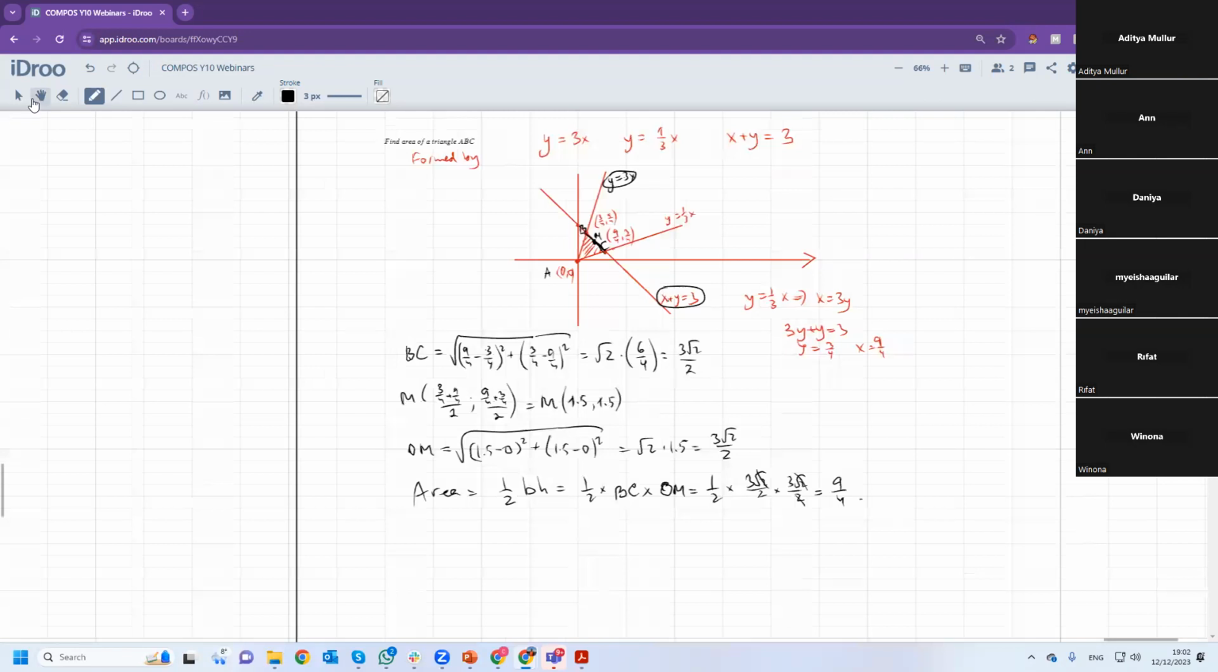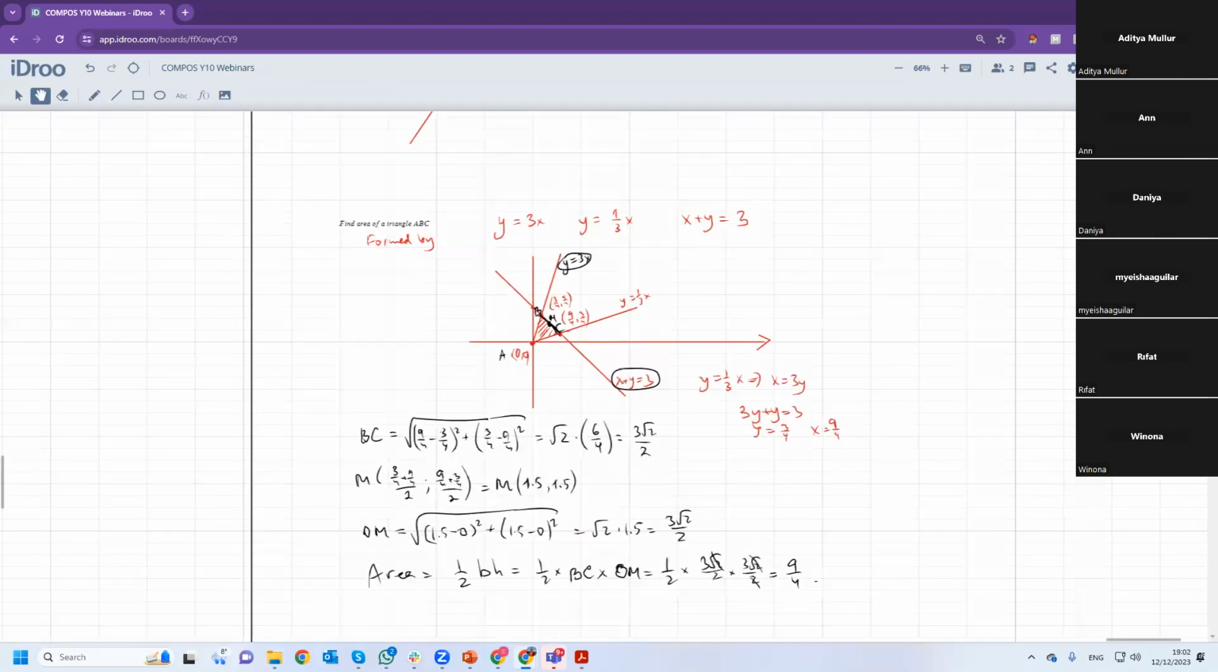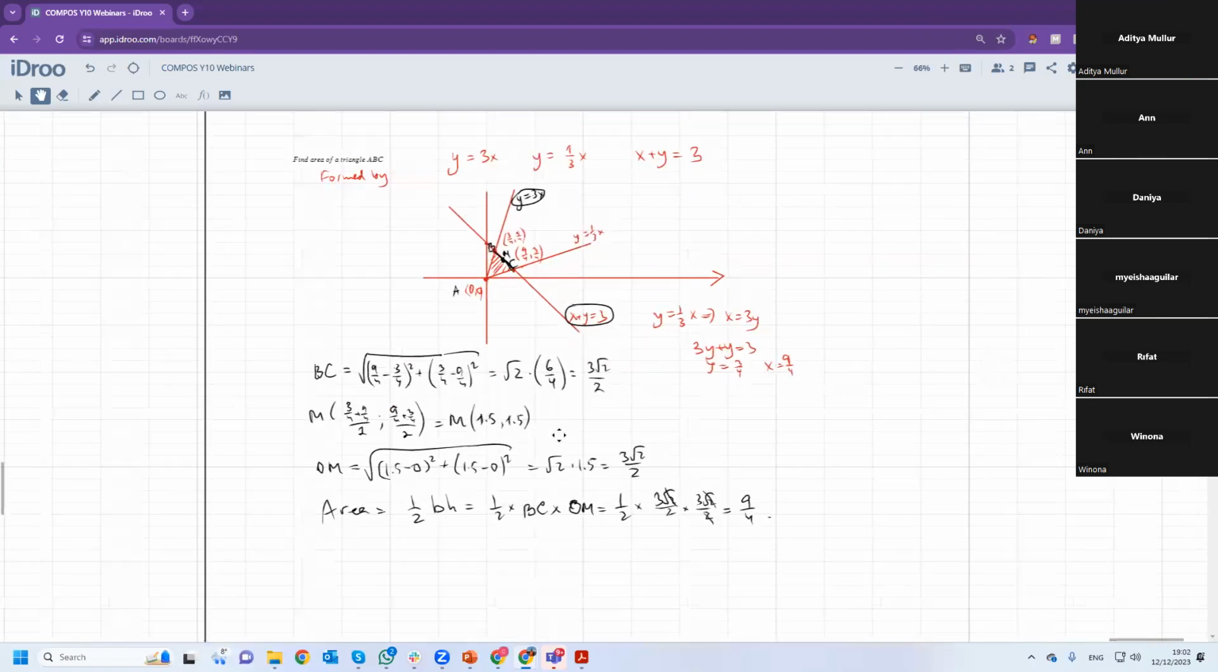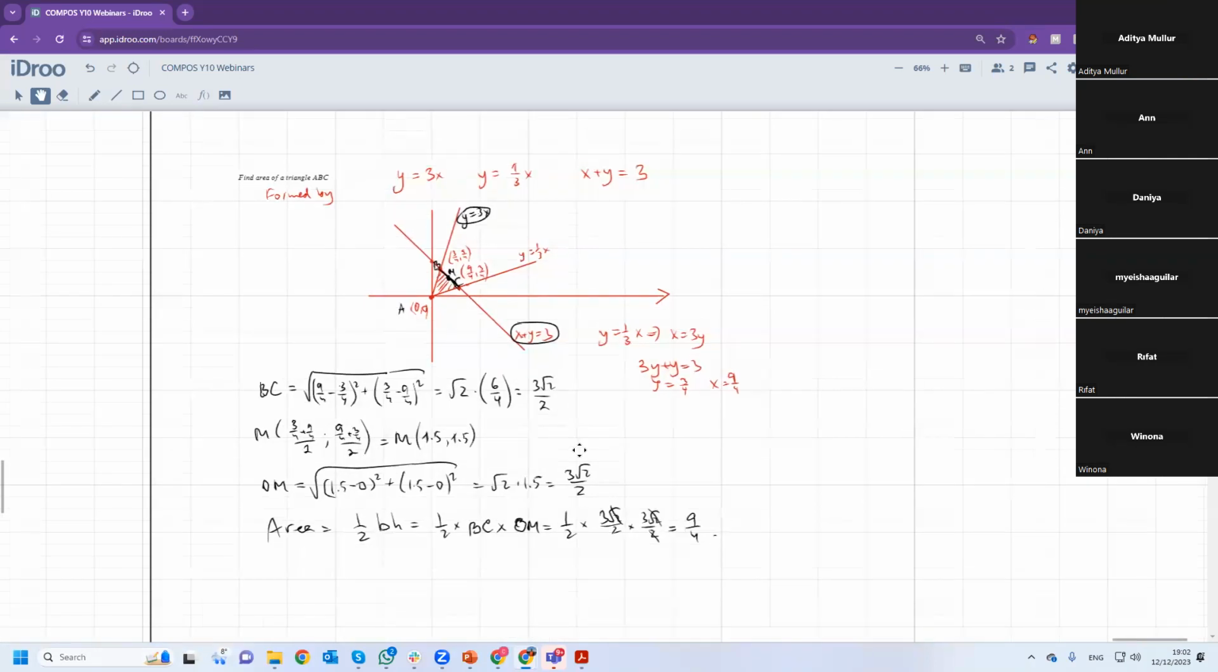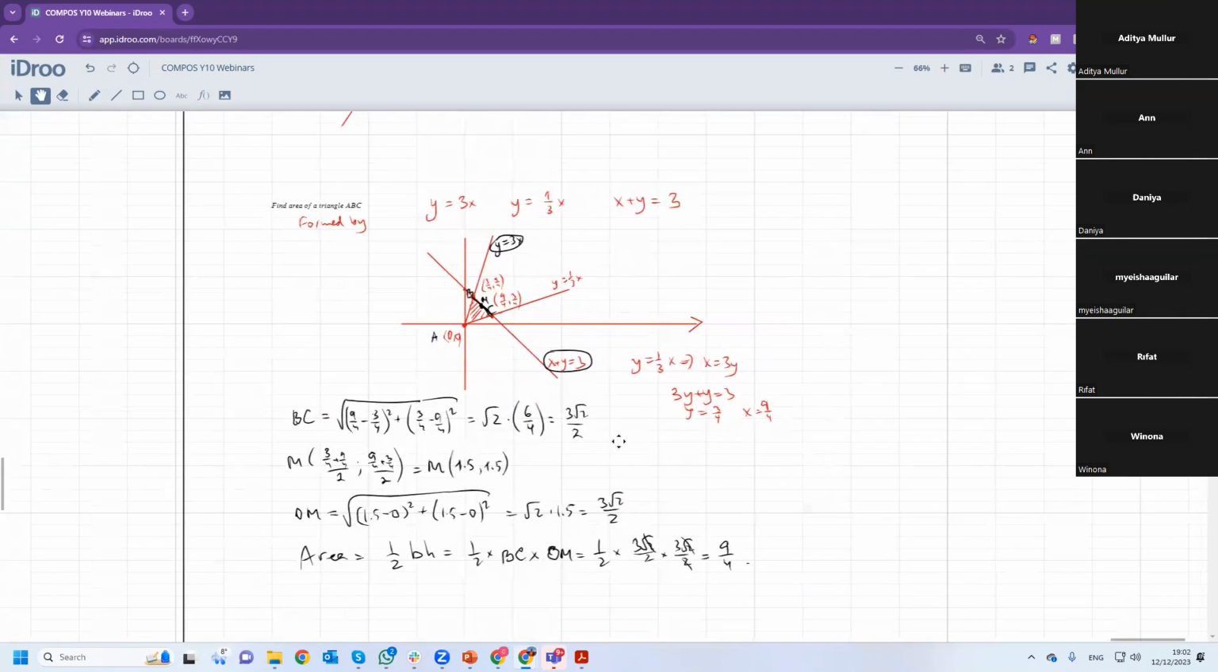Does that make more sense? So Vishaka, does that make more sense on how to approach problem 10?